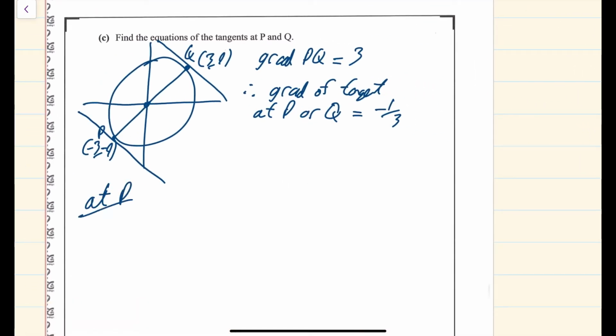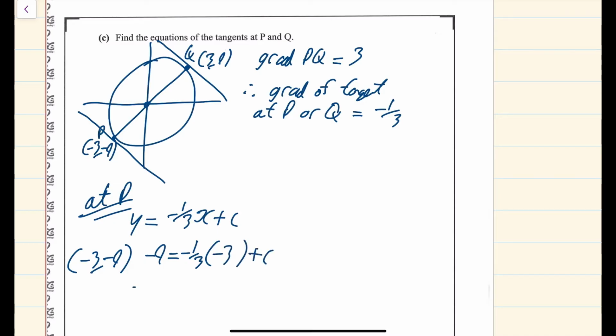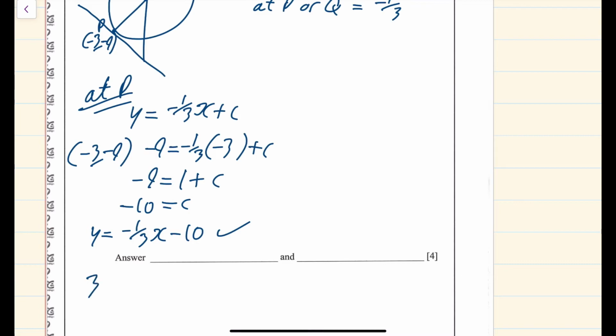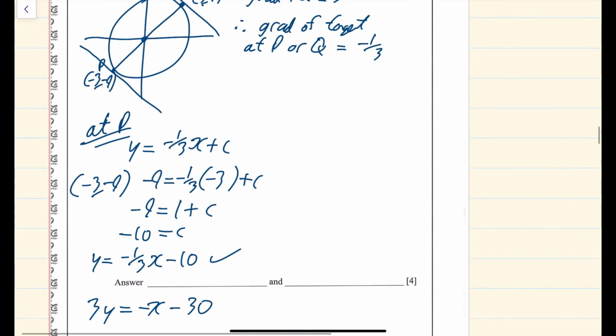So at P, I'm going to use y equals mx plus c here. I know some people prefer y minus y1 is equal to m times x minus x1. I prefer y equals mx plus c. So that's what we've got. And we're going to sub in the point P, which is -3, -9. So -9 equals -1/3 times -3 plus c. This -9 is equal to 1 plus c, or -10 is equal to c. So y is equal to -1/3 x minus 10. Absolutely fine. You may want to multiply through by 3, so 3y equals -x minus 30, but I prefer the first way, I have to say.